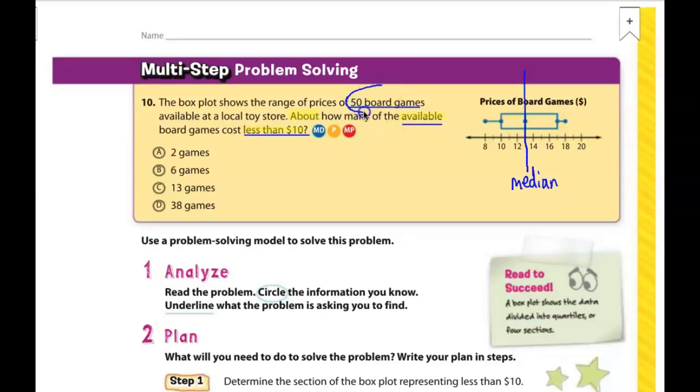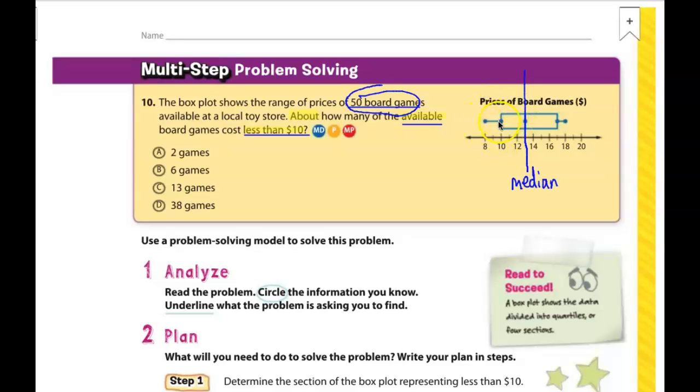And if the whole thing is 50, well, then what is half of 50? Answer that for me, please. You're exactly right, 25. So there are 25 board games on this side of the box plot, and there are 25 on this side of the box plot.